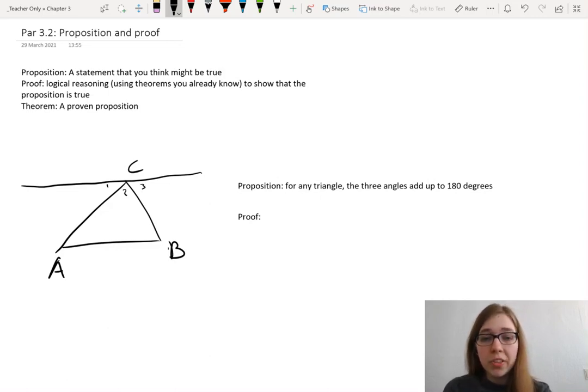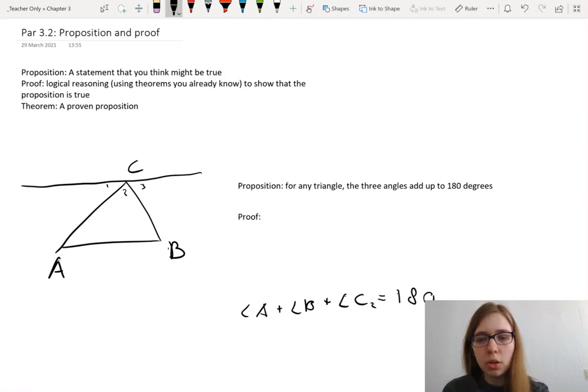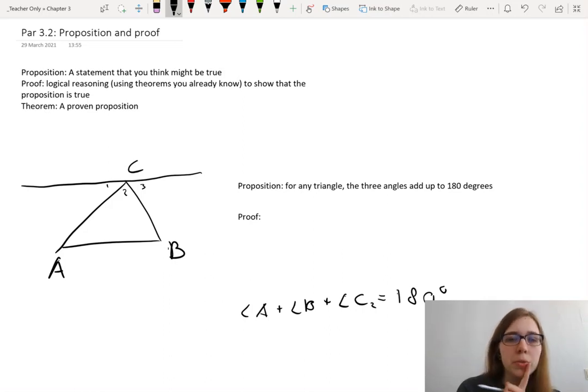And what I want to get to in the end is that angle A plus angle B plus angle C2 equals 180 degrees. That is my goal. I want that to be true. And I need to combine my previous rules. Well, I've just drawn this line, and very specifically, I've drawn that as a parallel line here.